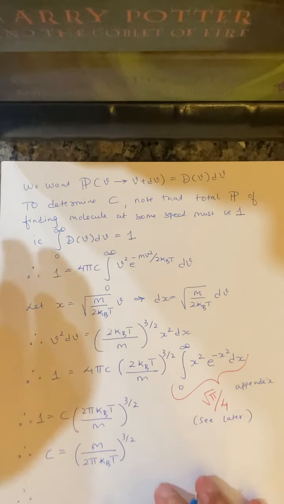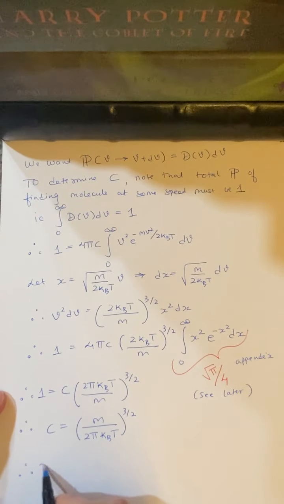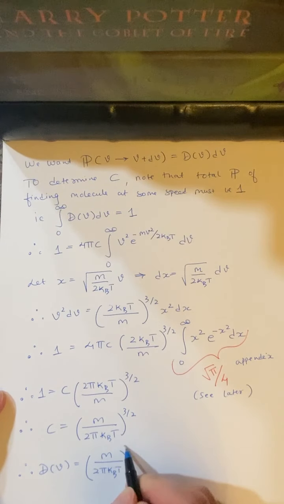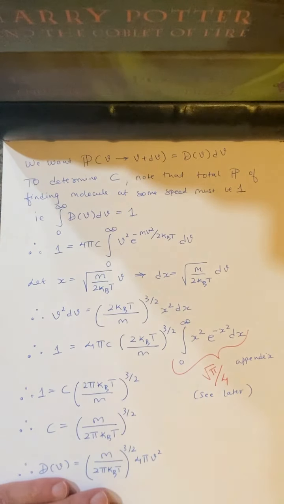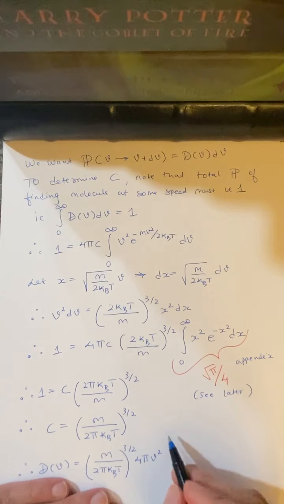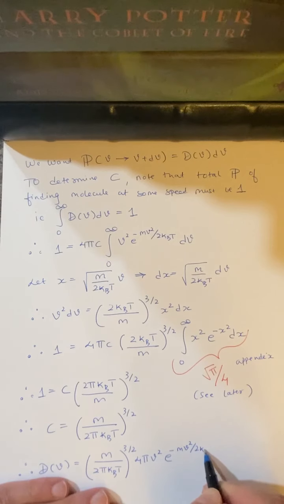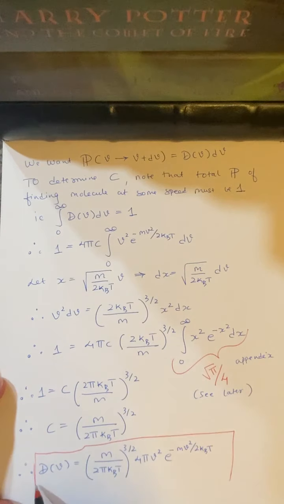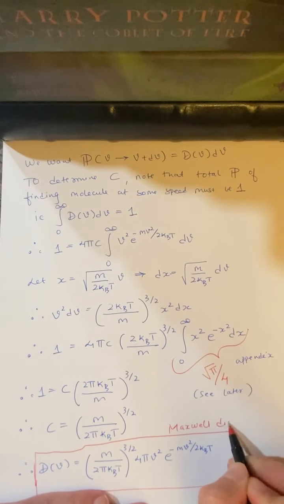Therefore, d of v is going to be equal to (m over 2 pi kBT) raised to 3 halves times 4 pi v squared. This came from the area of a sphere with velocity v as the radius, times e raised to minus m v squared over 2 kBT. This is a very important equation. This is the famous Maxwell distribution.